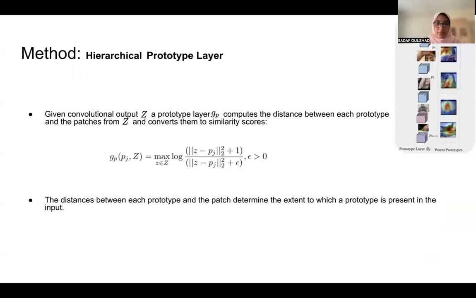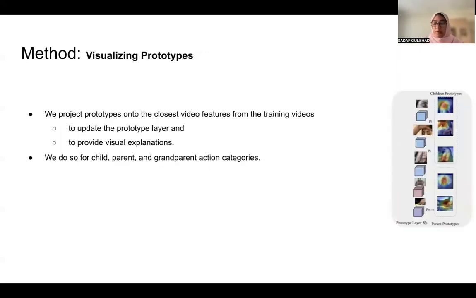This is a bit more detailed explanation of how we learn the hierarchical prototype layer. Given convolutional features from the convolutional network, we compute the distances between the prototypes and the output from the convolutional layer, and then finally convert them into similarity scores. These similarity scores represent how close a prototype is to the convolutional output. In order to provide visual explanations, we project these prototypes onto the closest video features from the training videos, and then we visualize them. And we do so for child, parent, and grandparent classes.